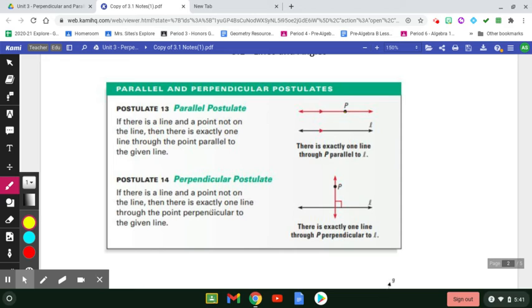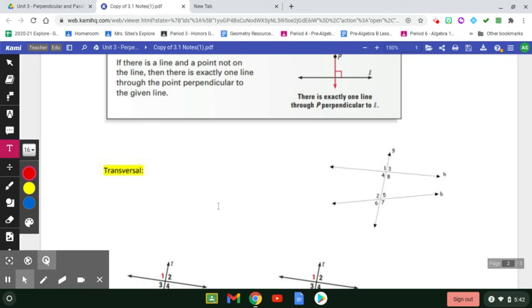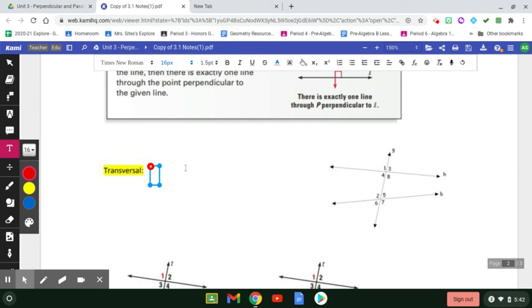Okay, now likewise there's a perpendicular postulate. So there is one line and a point not on the line. So we have line L and we have point P. Then there's exactly one line, our red line, that exists that is exactly perpendicular to the given line. One more definition before we move on to some more vocabulary that we're going to be adding is the word transversal.